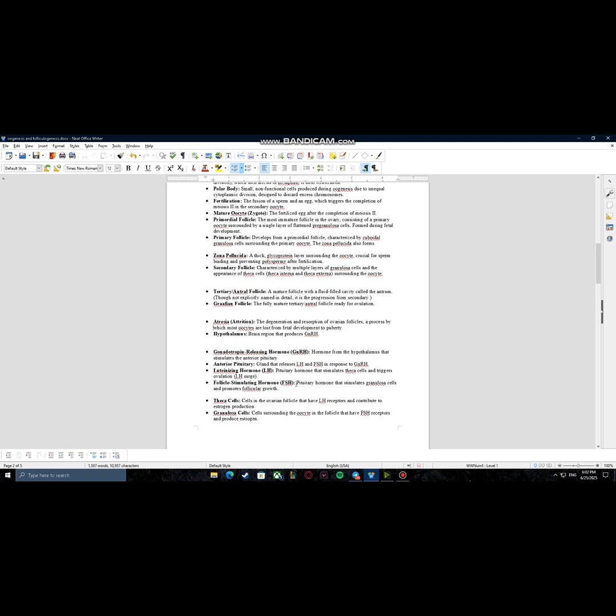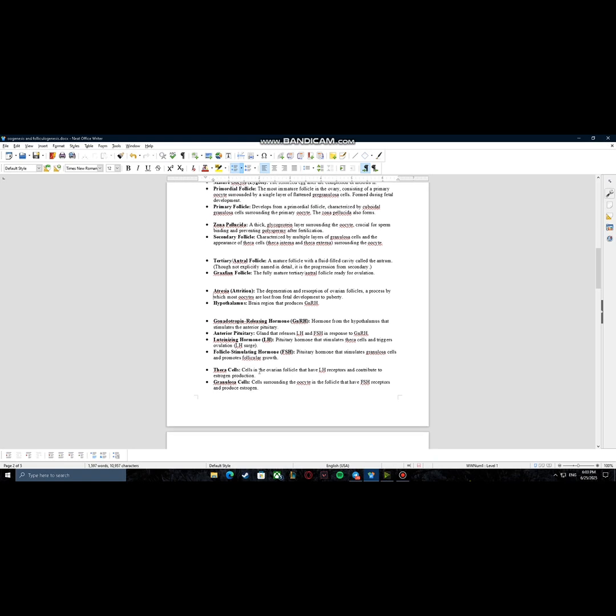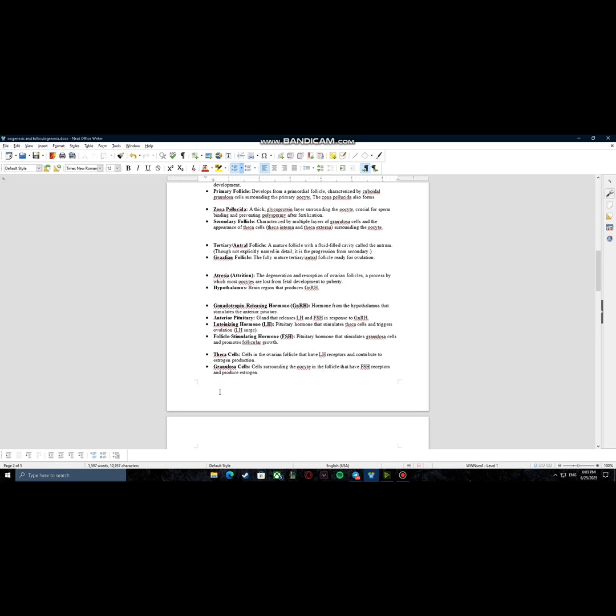Follicle stimulating hormone, FSH, is a pituitary hormone that stimulates granulosa cells and promotes follicular growth. Theca cells are cells in the ovarian follicle that have LH receptors and contribute to estrogen production. Granulosa cells are cells surrounding the oocyte in the follicle that have FSH receptors and produce estrogen.